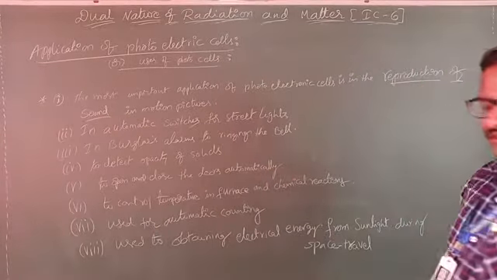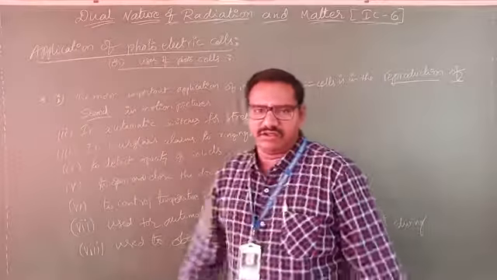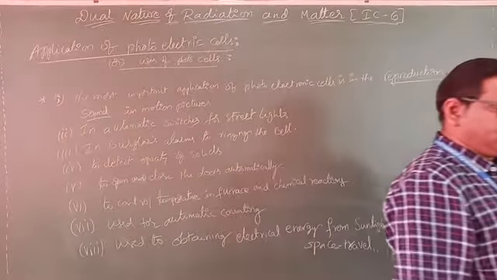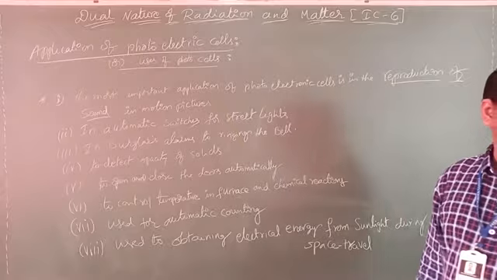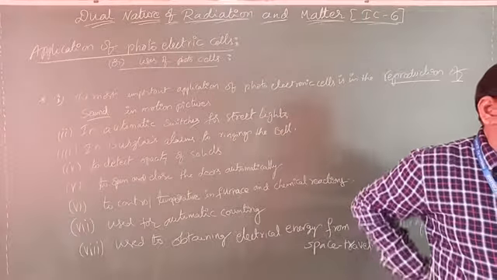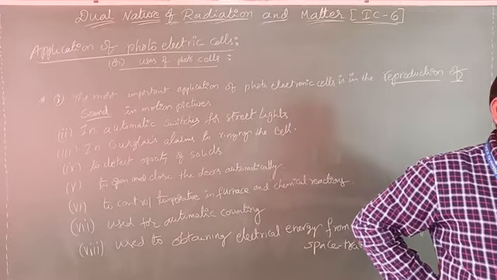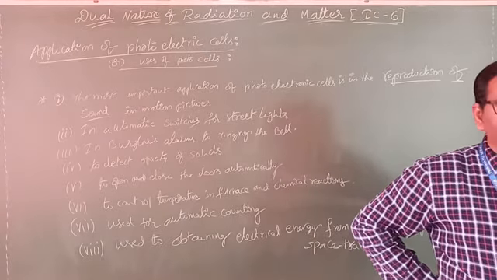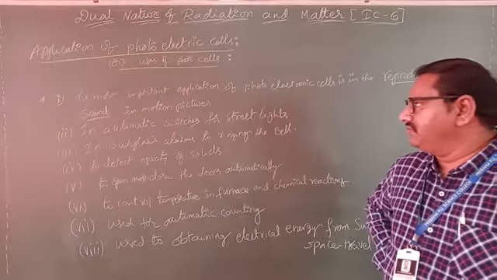Uses of photoelectric cells. Up to now we have discussed three types of photocells. First one is the photoemissive cell, second one is the photovoltaic cell, and third one is the photoconductive cell. Clear? Now, what are the uses of all these? First use is very simple.